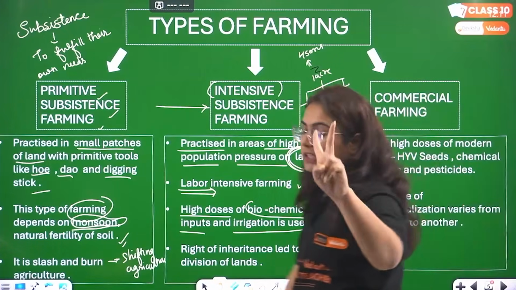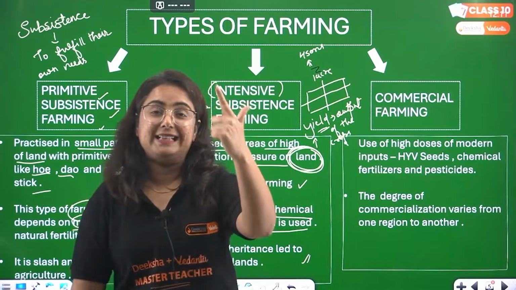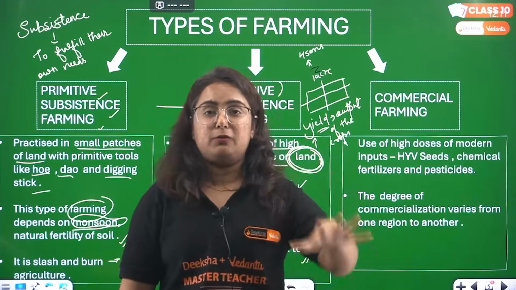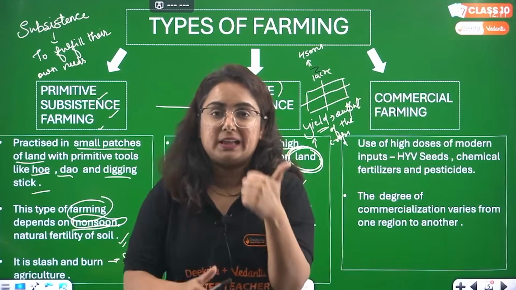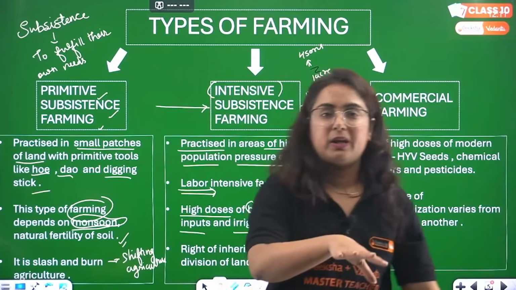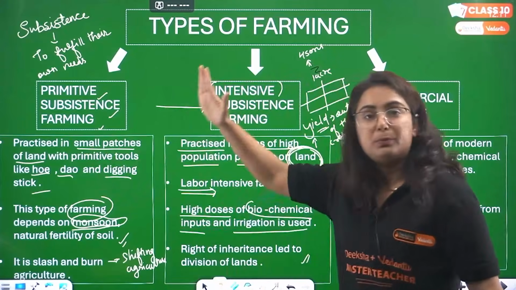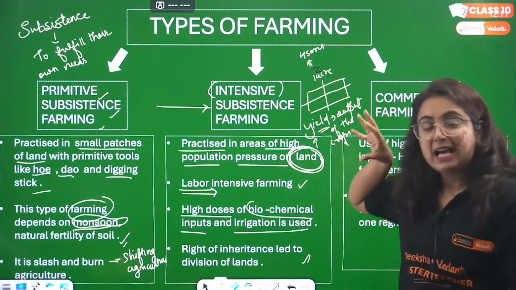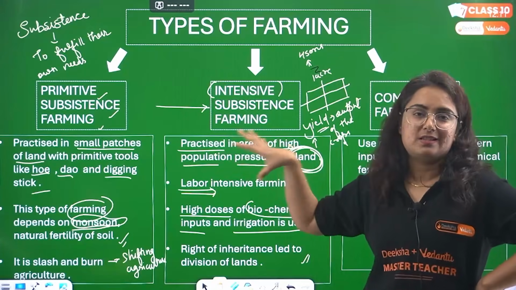So we did 2 types of farming, primitive and intensive. A separate question for what are the features of intensive farming can come. Along with that, the question can be, write the difference between primitive subsistence as well as intensive subsistence type of farming.